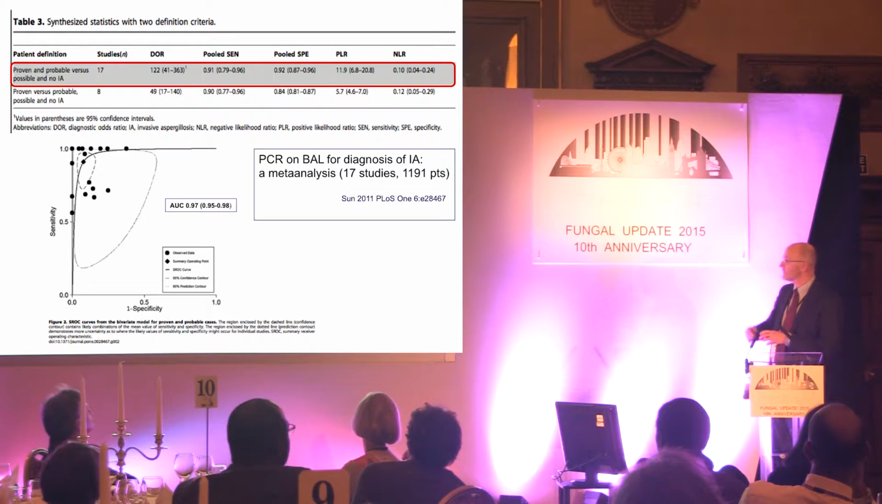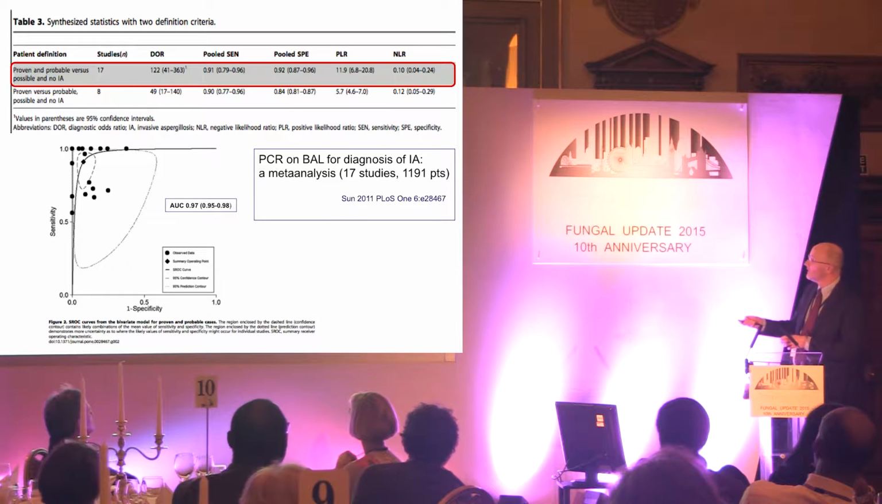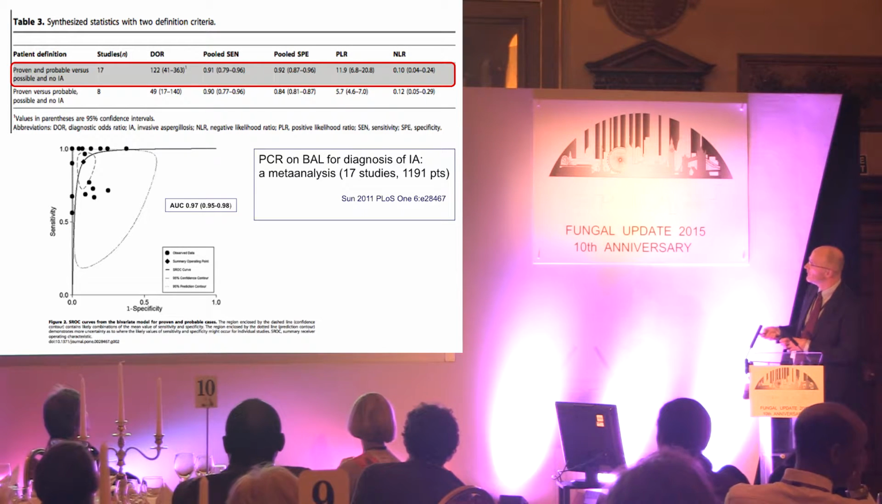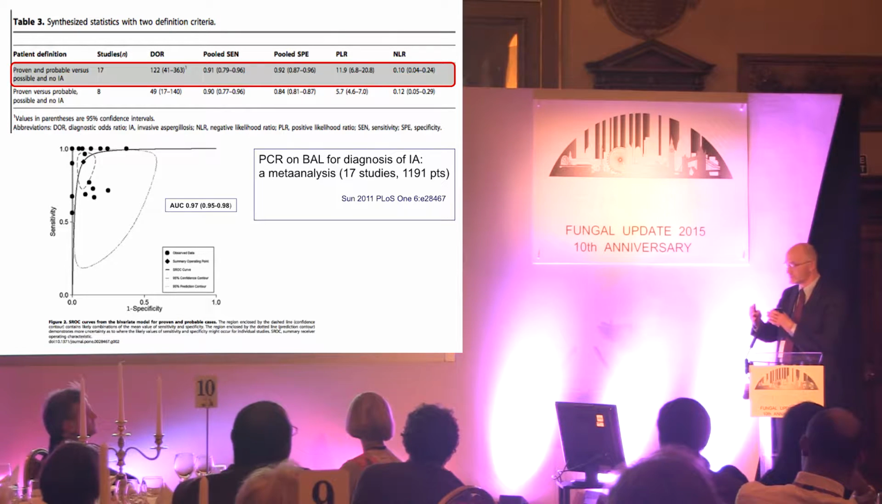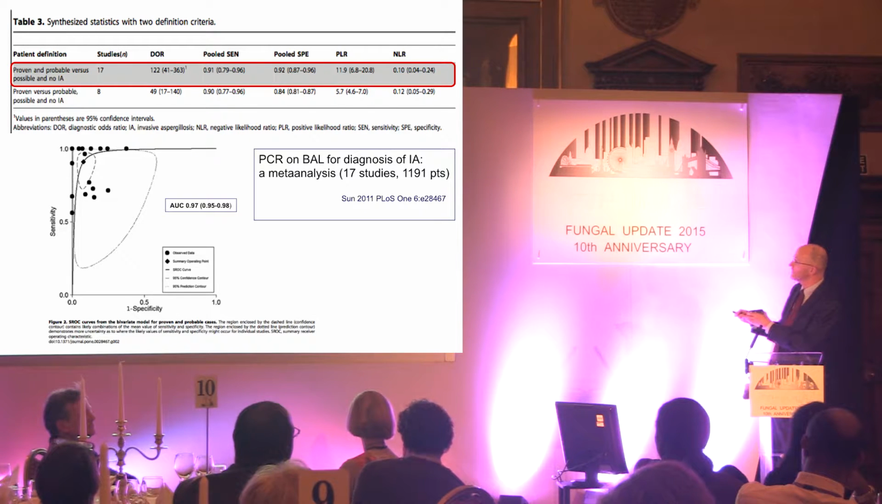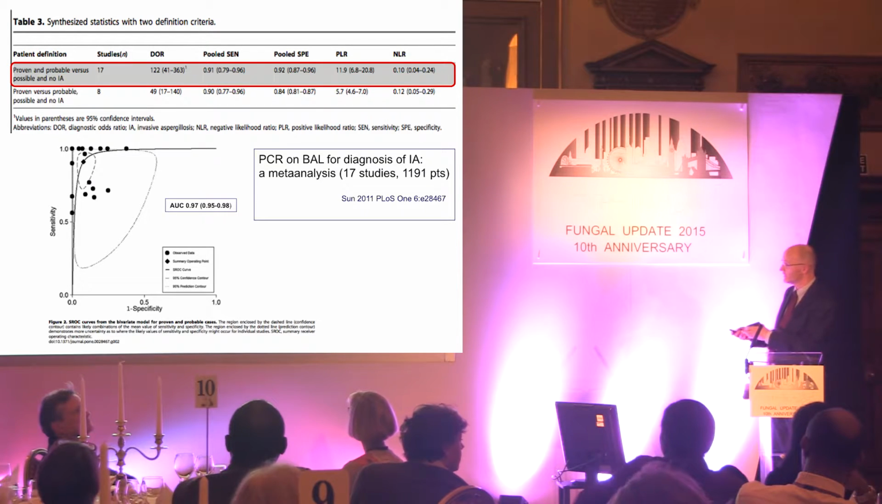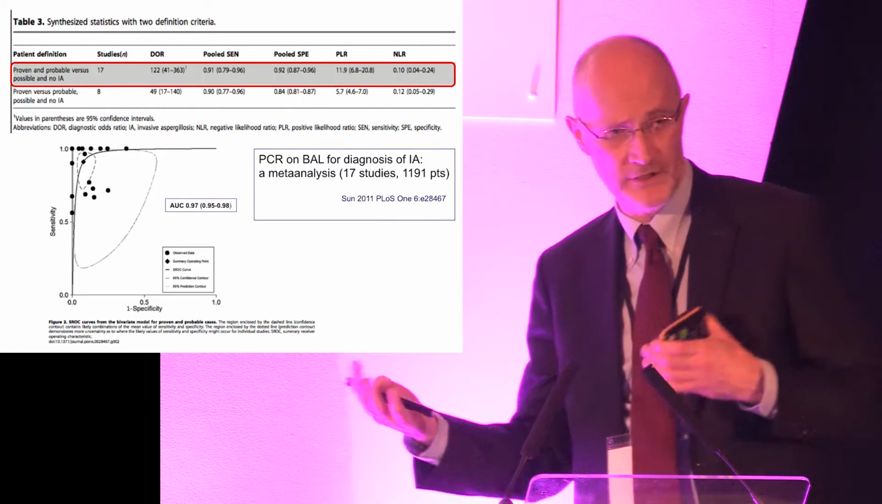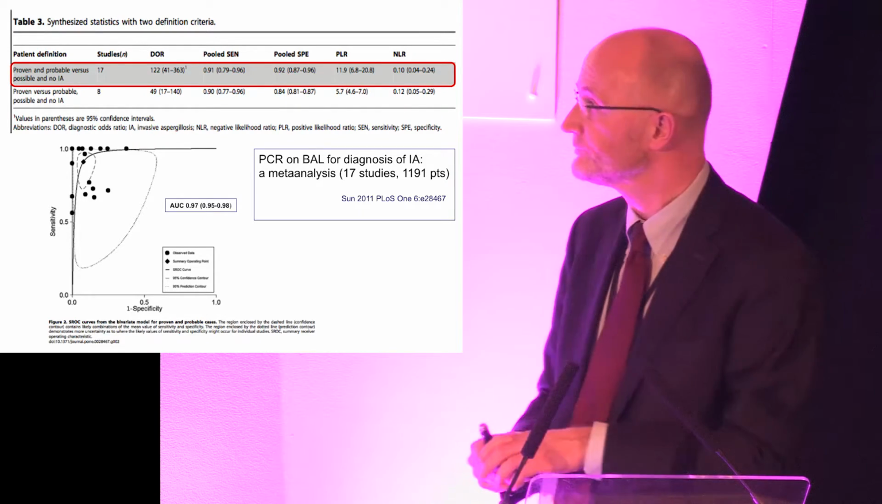This is Sun's meta-analysis, loads of studies. I can't really see that without falling off the stage. But if you look at the performance of the test comparing proven and probable versus possible and no IA, then you can see that the numbers again are extremely encouraging. And if you look at the receiver operating curve, then the area under the curve is 0.97. This is an extremely well-performing test.